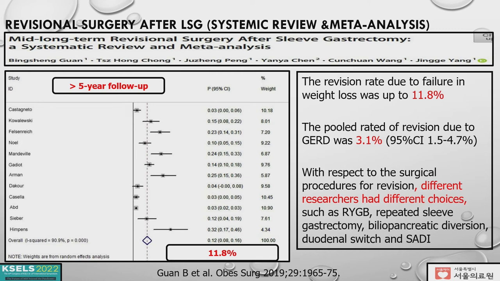I prepared the sleeve, I prepared the lower bypass, I prepared the study. Such as the Roux-en-Y bypass, repeat sleeve, the pancreatic diversion and the duodenal switch.